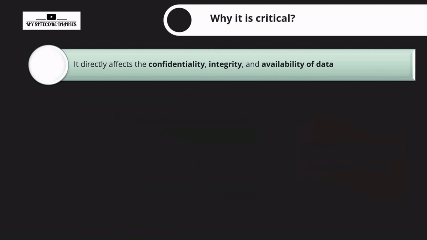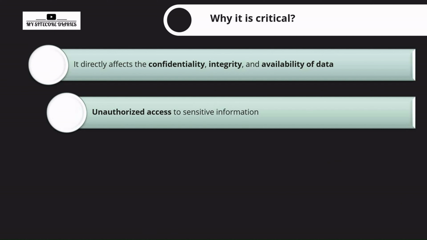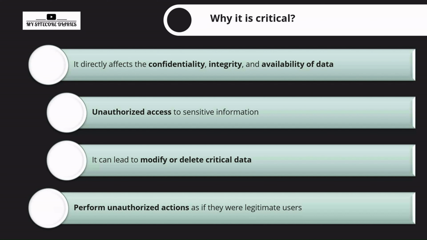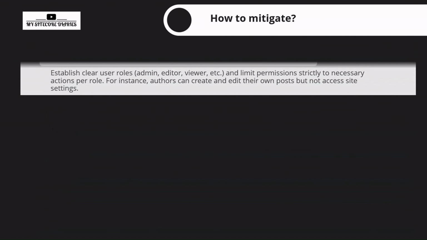Now, why is it critical? It directly affects the confidentiality, integrity, and availability of data. Unauthorized access to sensitive information can lead to modification or deletion of critical data. For example, if a user is not supposed to have delete access but somehow gets it, they can delete critical data, or perform unauthorized actions as if they were legitimate users. These are the critical points because of which it is important to address this. Now, how to mitigate it.